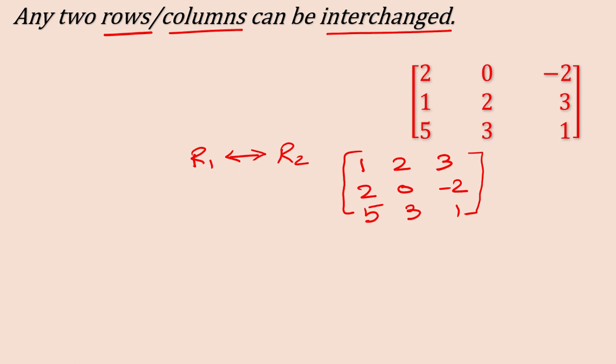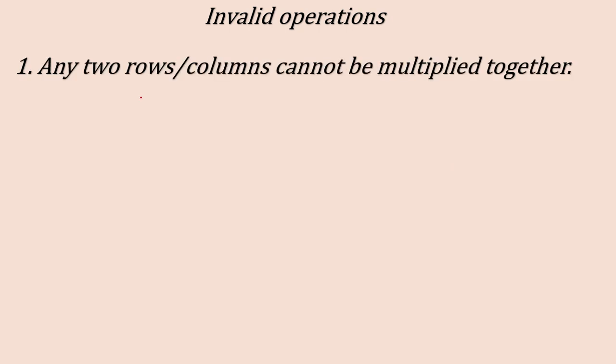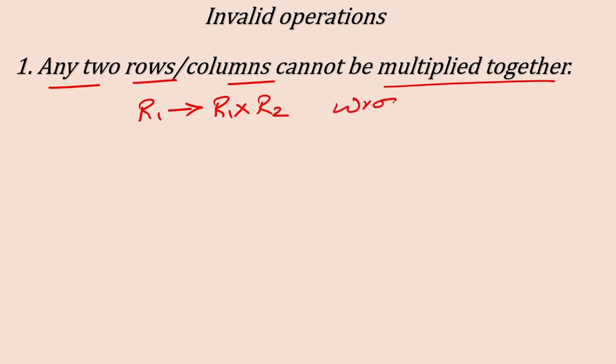Now apart from these valid operations, it's very important for you to understand some invalid operations also. Okay, by mistake some students perform these calculations during the exams. So the first invalid operation is that any two rows or columns cannot be multiplied together. Means you cannot write like this, R1 replaced by R1 multiplied by R2. This is wrong. Why is this wrong?